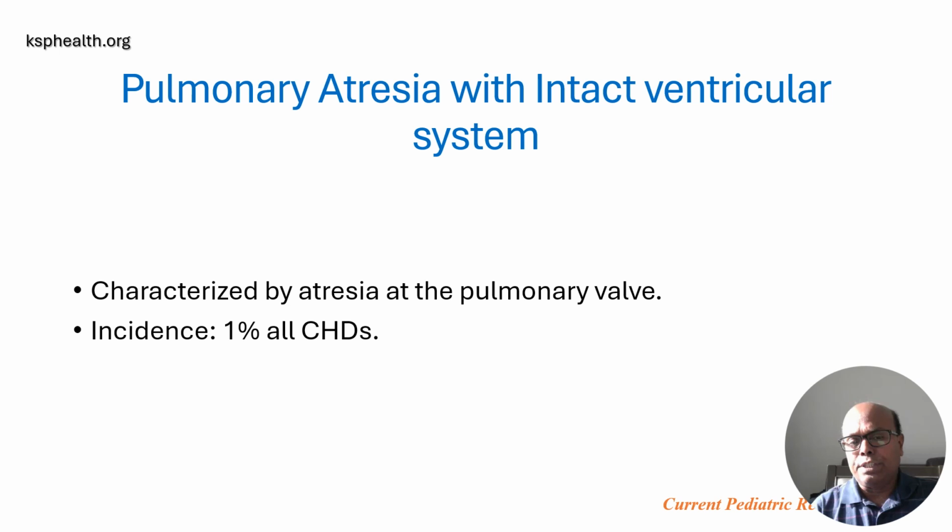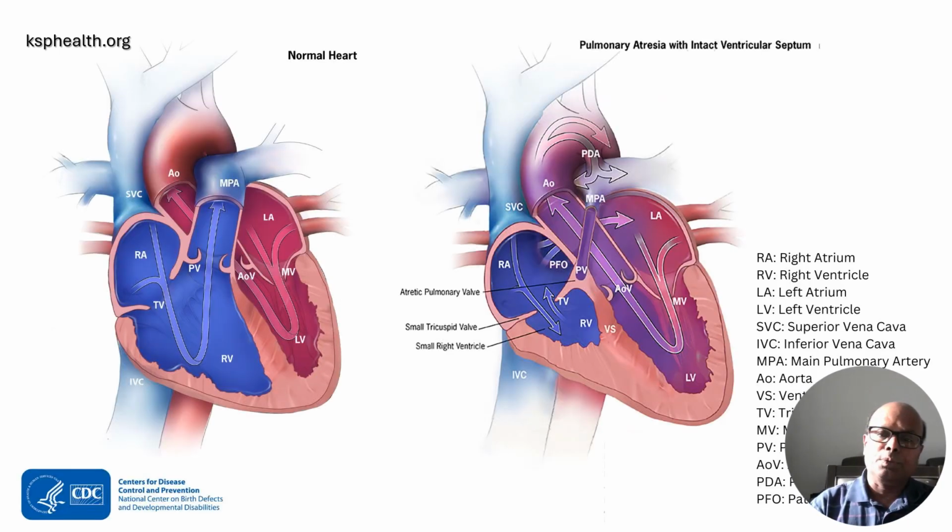The second condition we are going to discuss is pulmonary atresia with intact ventricular septum. It's characterized by atresia of the pulmonary valve. The incidence is about 1% of all congenital heart disease. This is a normal heart, which we already discussed. In pulmonary atresia with intact septum, it is very similar, but it is the right side of the heart. Here, the pulmonary trunk is atretic, either because of valvular stenosis or the whole trunk is atretic, and the right ventricle is a very miniature version.